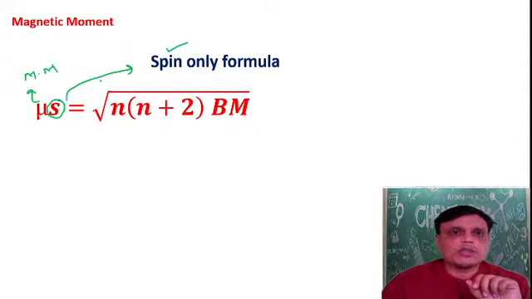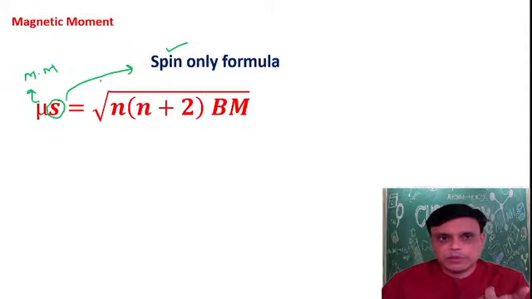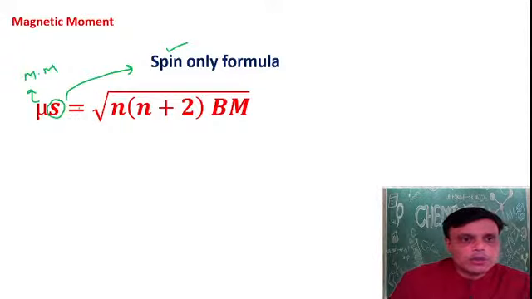This formula is also called a spin only formula, meaning only spin is involved to get a magnetic moment. That's why it is called a spin only formula. And this spin only formula is generally applicable to the d block elements. Please remember this. Now this formula is mu s equals square root of n into n plus 2.